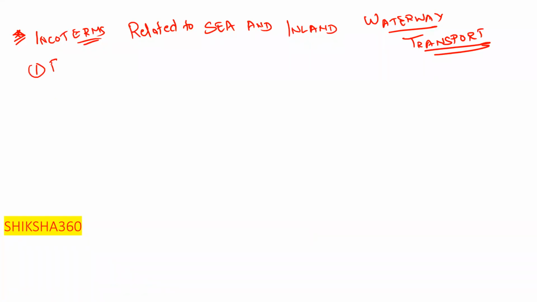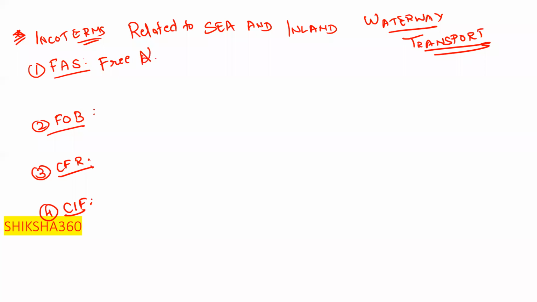The first one is FAS. The second is FOB. The third is CFR. The fourth is CIF. Now let's discuss all these Incoterms one by one. FAS stands for Free Alongside Ship. FOB stands for Free on Board. The third one, CFR, stands for Cost and Freight.